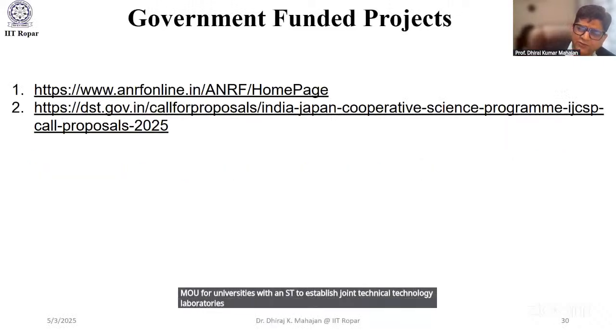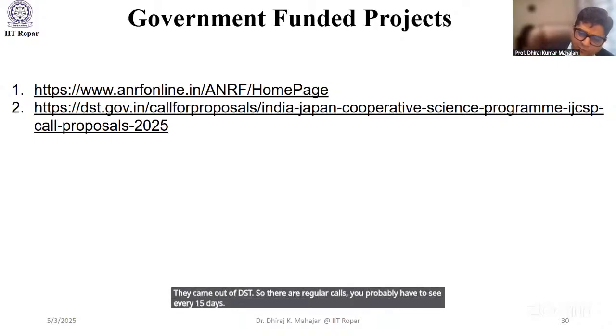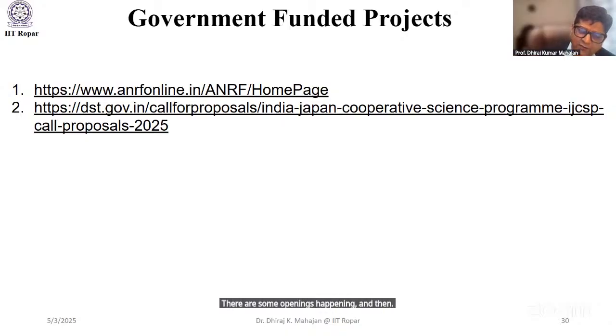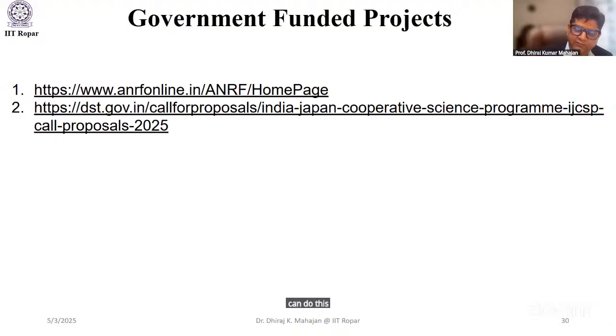I'm sure every one of you is following the government funded project portals like ANRF and DST. There are regular calls you probably have to check every 15 days, as openings keep happening. We have to create that habit, or maybe the central body in your R&D section in your institute can do this browsing every week and share the information with all faculty members.